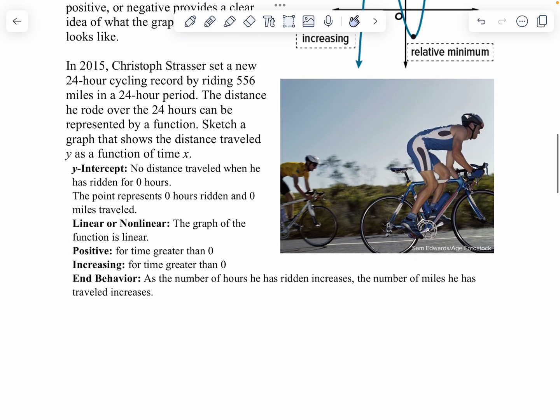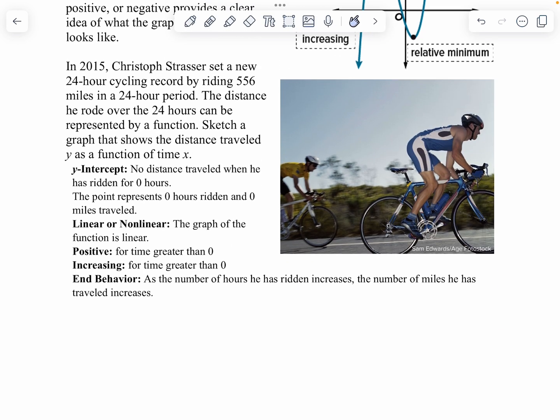A nice application. In 2015, Christopher Strasser set a new 24-hour cycling record by riding 556 miles in a 24-hour period. The distance he rode over 24 hours can be represented by the function. We're going to sketch a graph that shows the distance traveled, y, as a function of time, x.